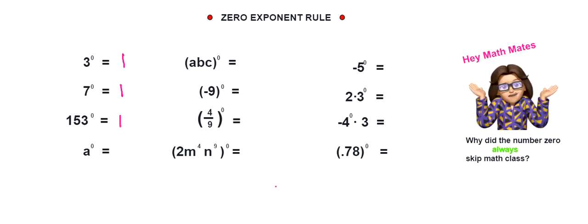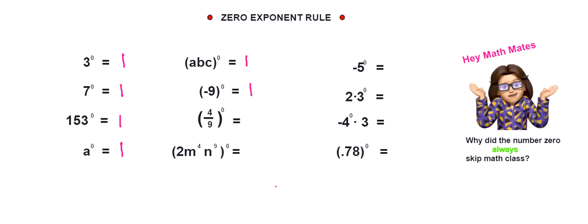Now, what's this crazy problem? A to the 0, a letter to the 0. You know what? It doesn't make a difference. Anything to the 0 is 1. What do we got up here? A times B times C, all to the 0. Well, if it's all to the 0, the answer is 1. Now we've got a negative 9, the whole thing to the 0. Well, if it's to the 0, it's 1.